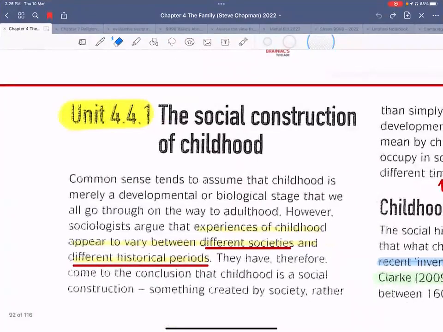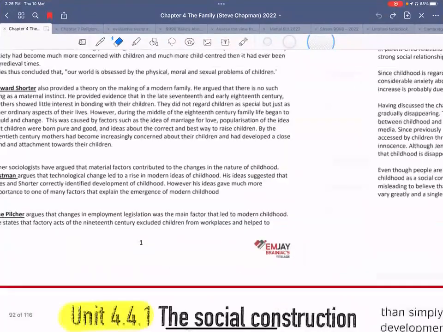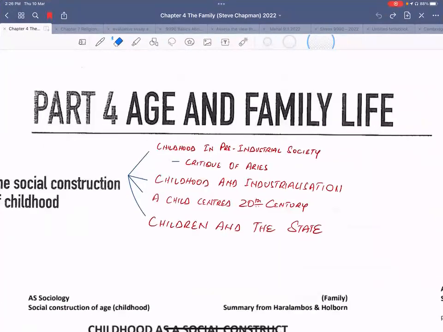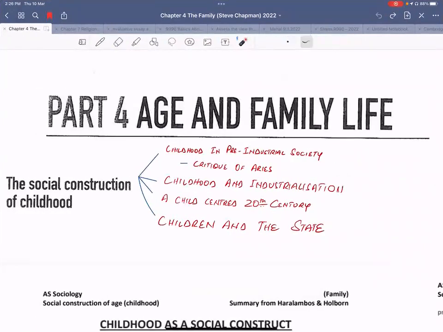Unit 4.4.1, the social construction of childhood. This topic, like we were discussing in the last lesson, we had covered up this part and this part in part one. Today we'll be covering this part, inshallah. Starting off with the idea of social construction of childhood, like we had discussed earlier: the notion that childhood is not a natural phenomenon, instead it is a social construction.